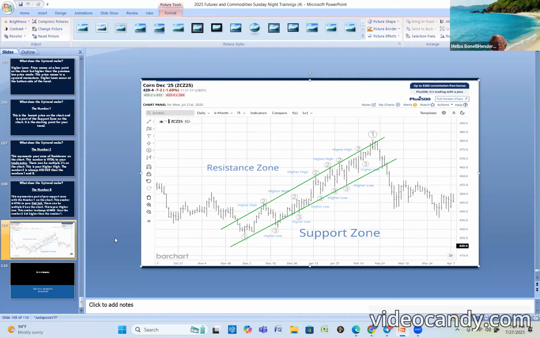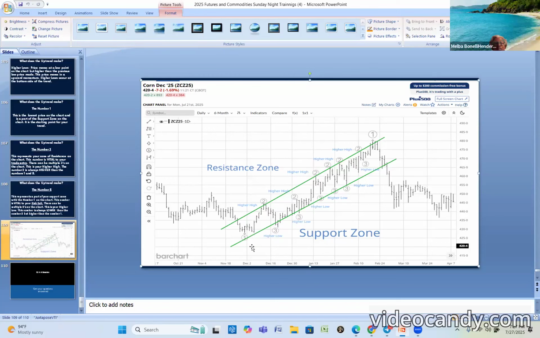So pretty much this is the bar chart corn December 25. And when you look at it, it's a daily chart. It's a 6-month chart. And what we have depicted here is the actual chart showing you the formation that we just taught on and what each number represents. So we said in an uptrend, your number 1 is your lowest point on the chart.